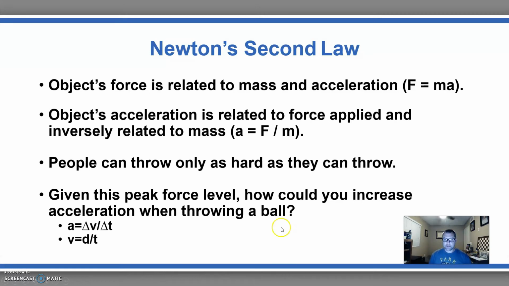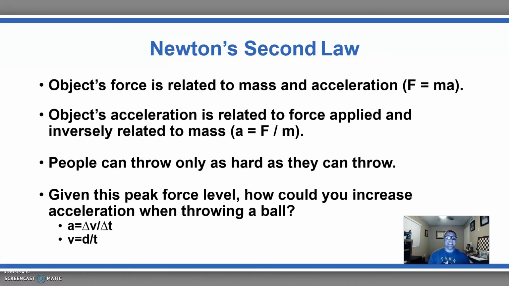How do we increase acceleration? Well, you increase acceleration by increasing velocity. How do you increase velocity? You increase displacement over time. So velocity is displacement over time. I'll use the term distance and displacement synonymously, even though they're really not the same thing.